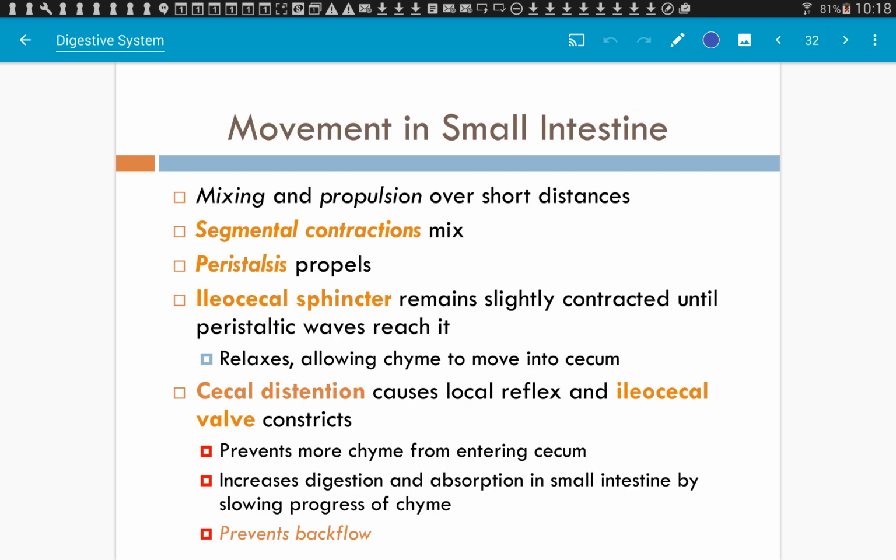Okay, movements in the small intestine, two main movements. You have peristalsis, moving it in one direction, so propulsion, and then you're also going to have the mixing movements. So food just does not go in one direction in the small intestine. You do have mixing going on there because you have new digestive enzymes that are added in the small intestine. Okay, so segmental contractions are mixing contractions. Peristalsis is propelling.